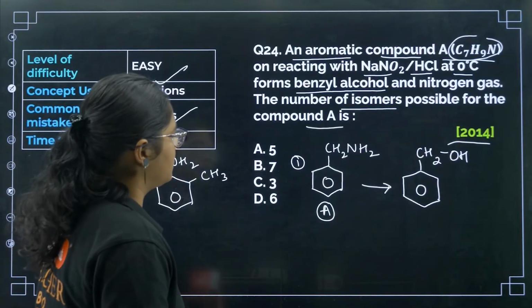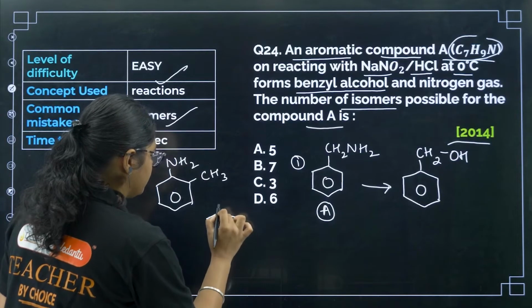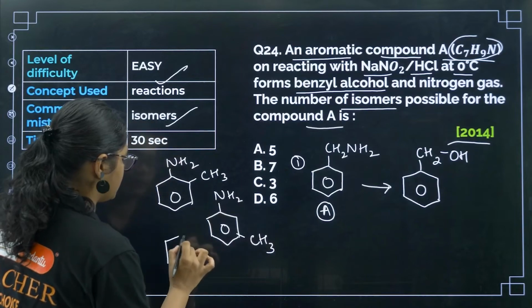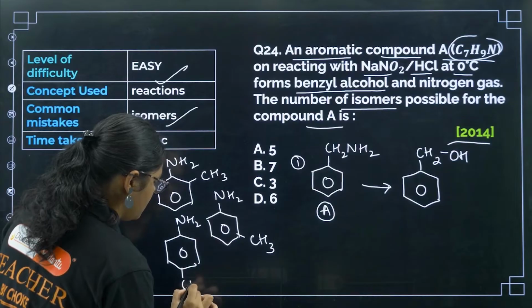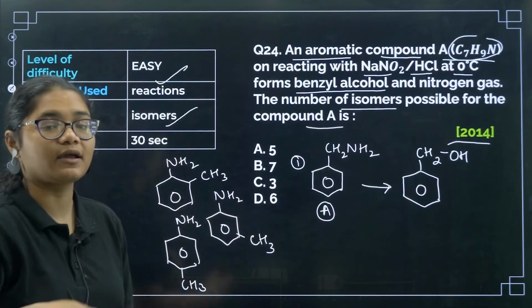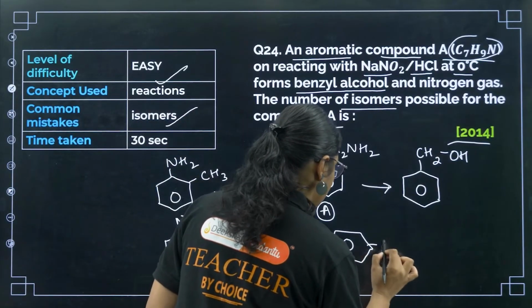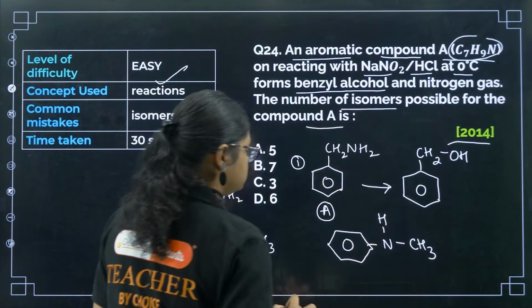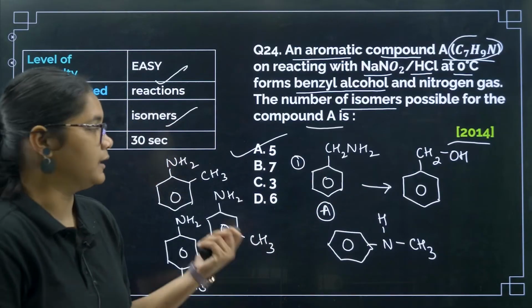Done. Next, what can we do? Next we can put this in different positions. This is the ortho position, then I can put it in the meta position, and I can put it in the para position as well, right? So we got 1, 2, 3 and 4. One more thing we can do is convert it into a secondary amine group like this, N. So the total number of isomers is 5, so the correct answer is option A here.